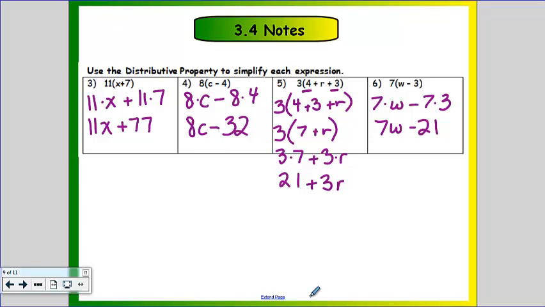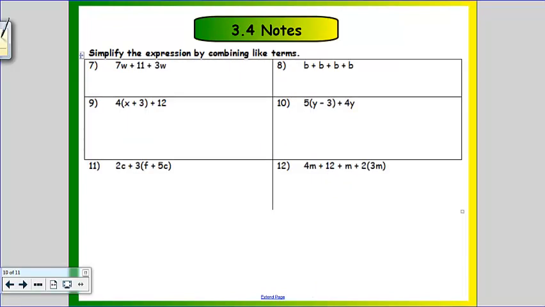So our simplified expression is 7w minus 21. The next set of questions says simplify the expression by combining like terms. So for some of these we'll need to distribute and some will just combine like terms.